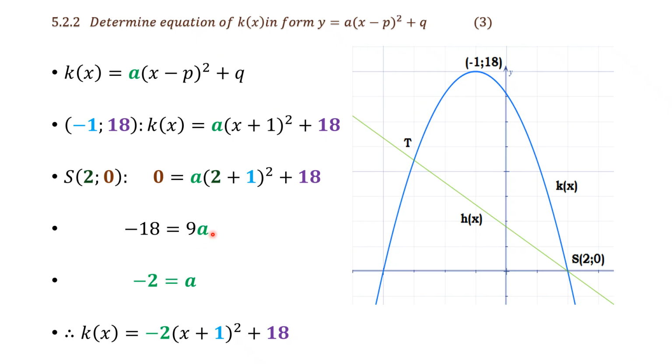So 9a divided by 9 gives me 1a, minus 18 divided by 9 gives me negative 2. So the a value there is negative 2. So my equation reads k of x equals negative 2 times (x plus 1) whole squared plus 18.